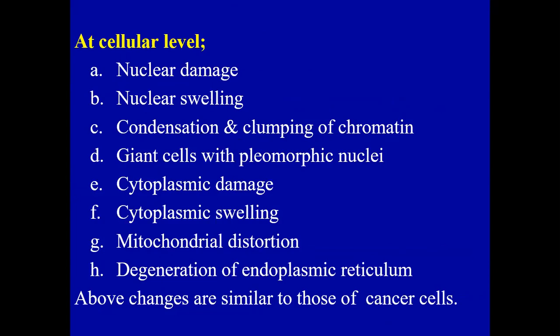At the cellular level, there will be nuclear damage, nuclear swelling, condensation, clumping of chromatin, giant cell with pleomorphic nuclei, cytoplasmic damage, cytoplasmic swelling, mitochondrial distortion, degeneration of endoplasmic reticulum. These changes are similar to the changes of the malignant cells or cancer cell.